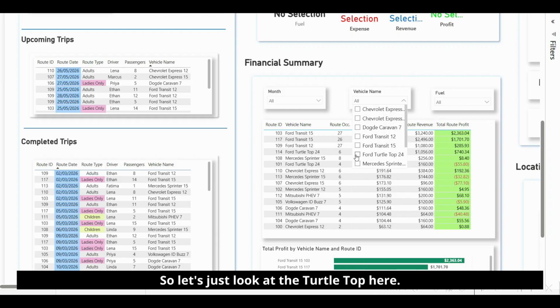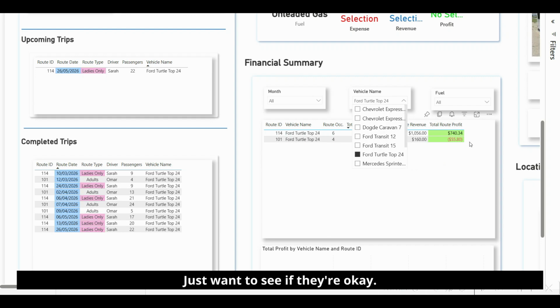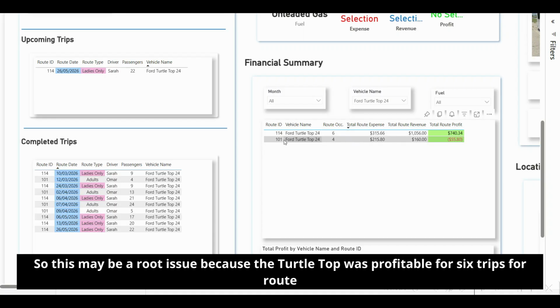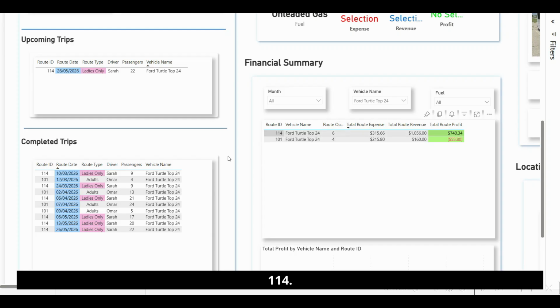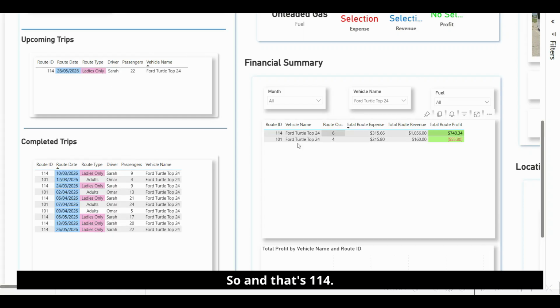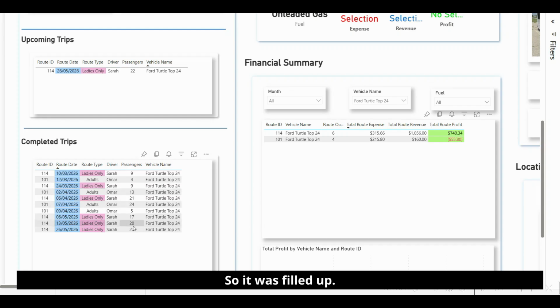So let's just look at the Turtle Top here. Just want to see, okay, so there was profit made on the Turtle Top 6 trips. So this may be a route issue, because the Turtle Top was profitable for 6 trips for Route 114. And we can see these are the trips here. It looks like it's a heavily ladies only trip, and that's 114. So the ladies only trips for the Ford Turtle Top are profitable. And we can see 9 passengers, 21. So it was filled up.